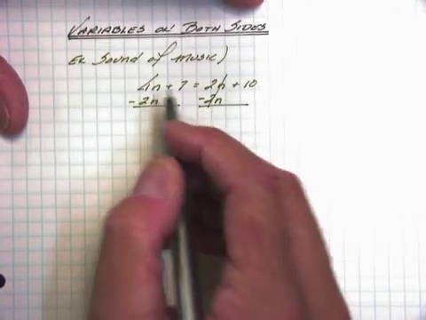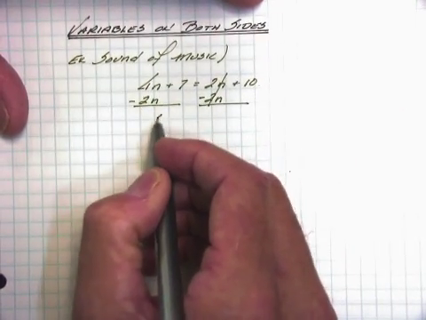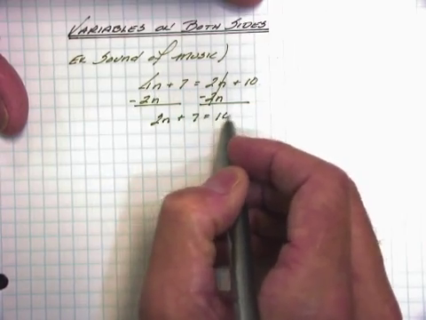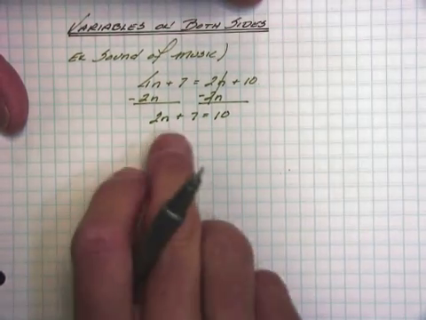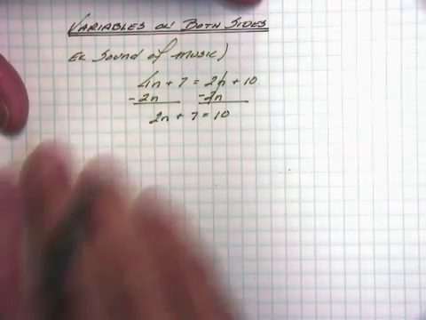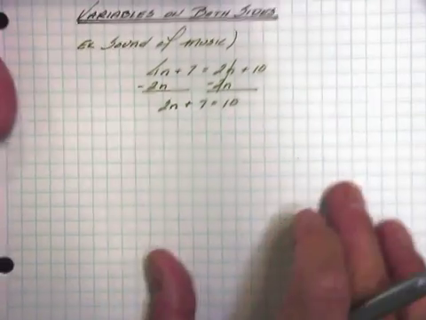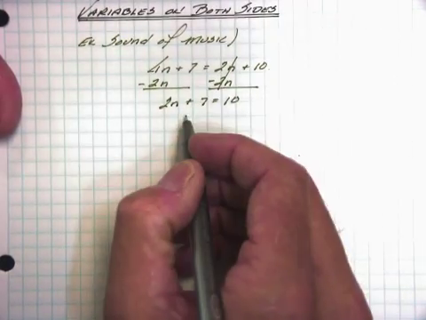Okay, positive 2n and negative 2n, those cancel. And I have 4n take away 2n, that's 2n. Bring down the plus 7 equals 10. All right, so notice my n term here is positive, and I don't have to worry about keeping track of negatives. Now it's just a standard two-step equation.